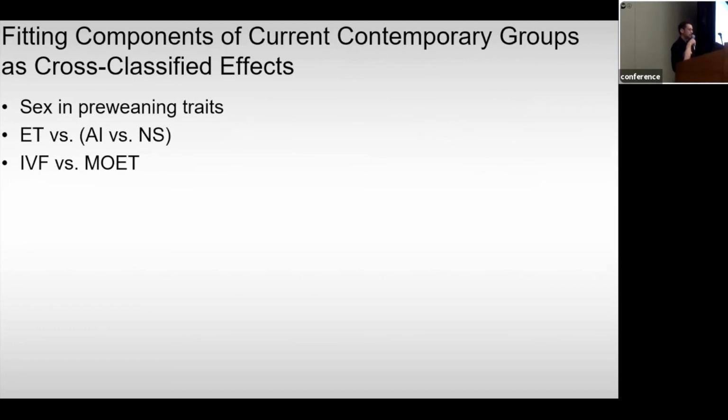I mentioned the fitting of cross-classified effects, which could include sex and pre-weaning traits. If we look at the potential differentiating ET versus AI and natural service, differentiation between IVF and MOET, we need to know were those animals truly contemporaries with other animals, and then that could enable us to actually fit a cross-classified effect later on.